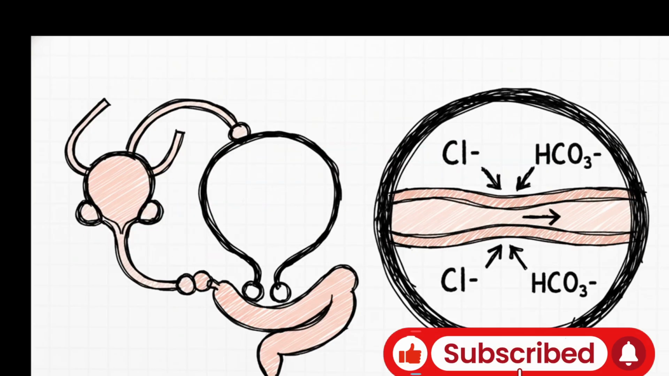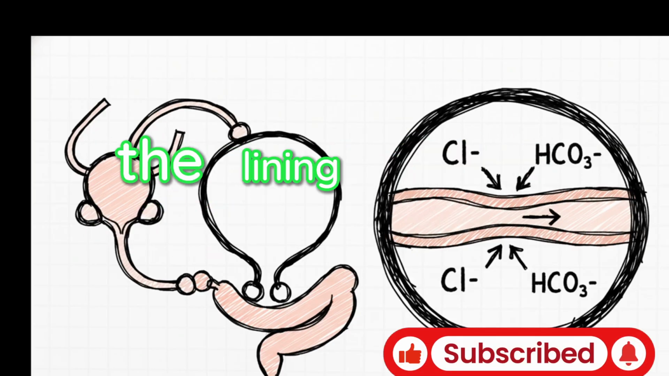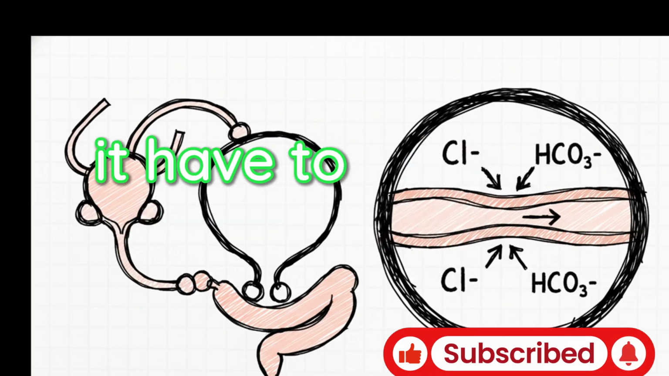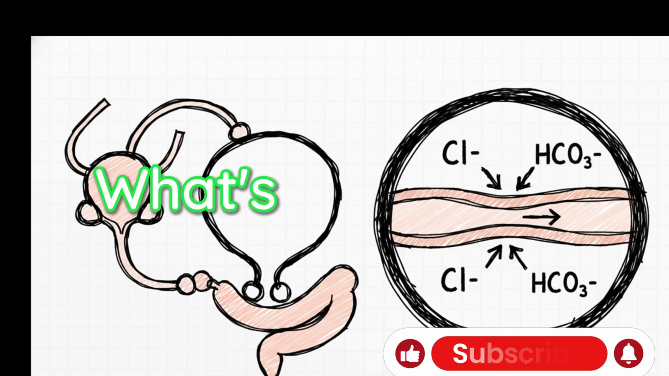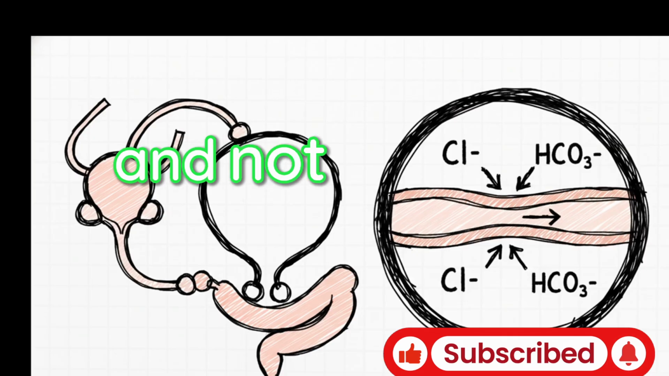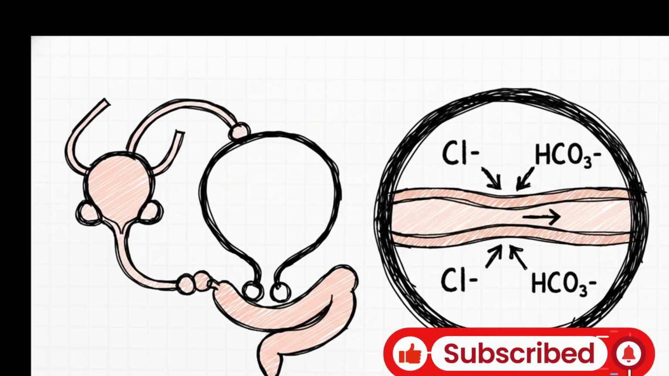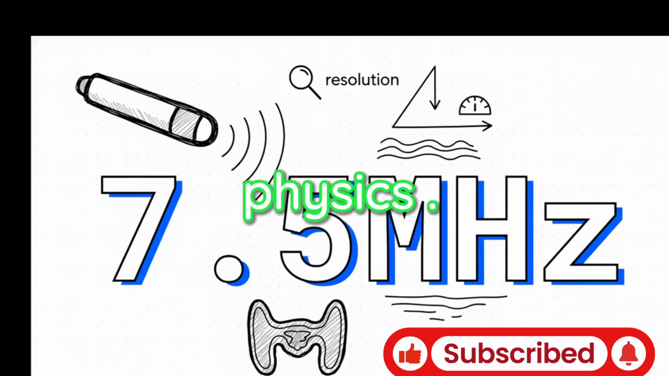So why does this happen? When you divert urine into the colon, the lining of the colon starts to reabsorb chloride from the urine. To maintain balance, it has to secrete bicarbonate in exchange. What's the result? You end up with too much chloride and not enough bicarbonate in the blood, leading to that very specific acidosis.